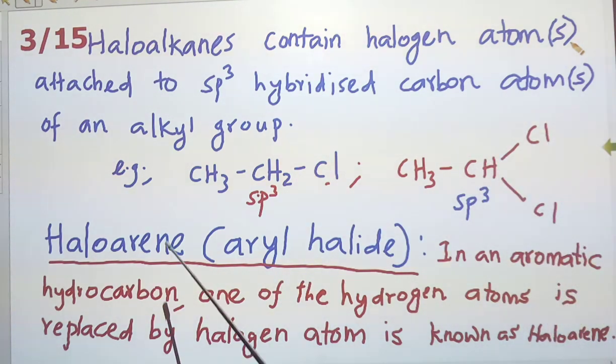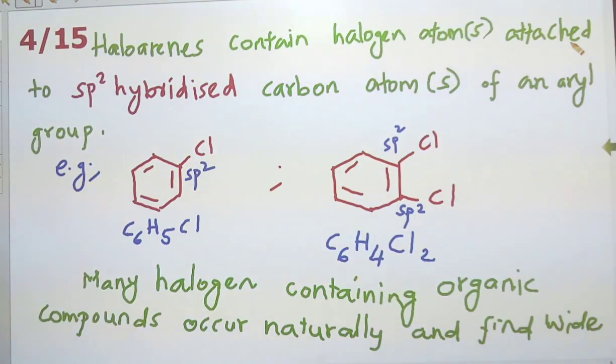Next we'll go forward. Haloarene. Haloarene is also called aryl halide. In an aromatic hydrocarbon, one of the hydrogen atoms is replaced by a halogen atom, it is known as haloarene. Haloarene contains a halogen atom attached to the sp2 hybridized carbon atom of an aryl group.